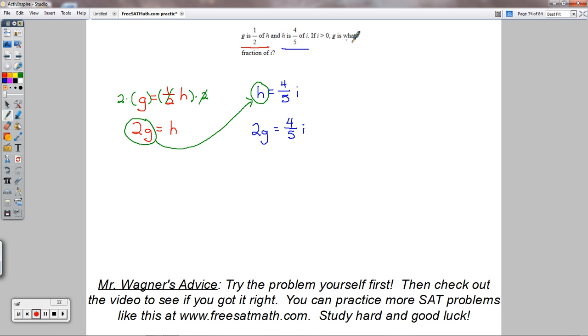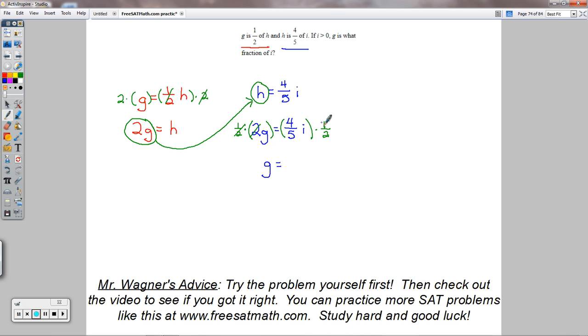We're trying to figure out G is what fraction of I, so we need G by itself. We could divide both sides by 2. That would be the same as multiplying by 1/2. So that's another way to think about this one. And I think since we have a fraction over here, probably a little easier way to think about this one. The 1/2 and the 2 would cancel. I'd be left with G equals, and then with fractions, just multiply straight across.